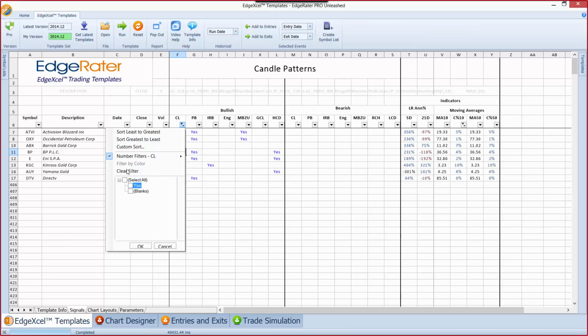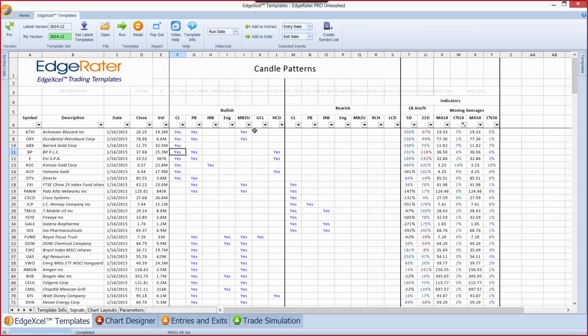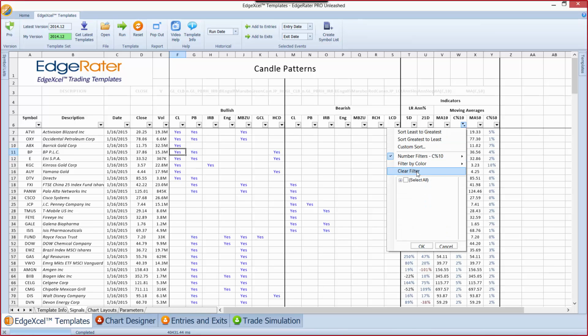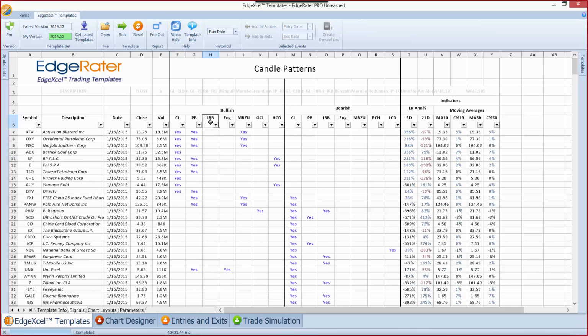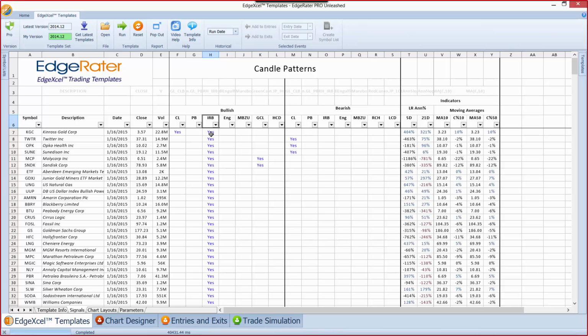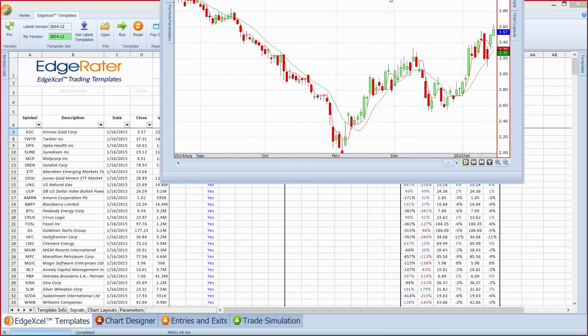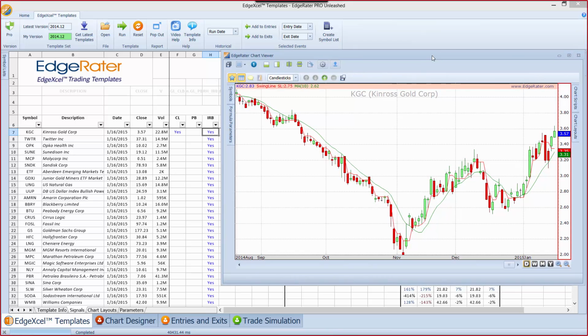I'll just clear this filter, and you can always tell if a column has a filter applied to it because it will have this little filter icon. So right now I can see that the only column that has a filter applied is the close C%10, and I can take that off just by opening that up and saying clear filter. And now let's take a look at inventory retracement bars, and we can see what they look like.